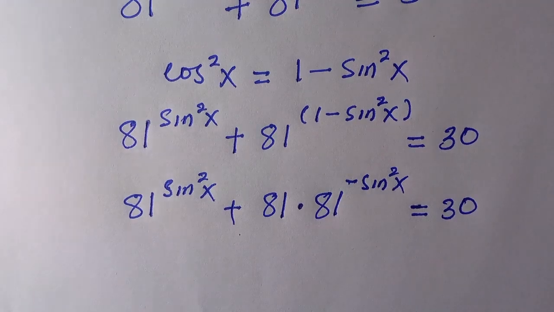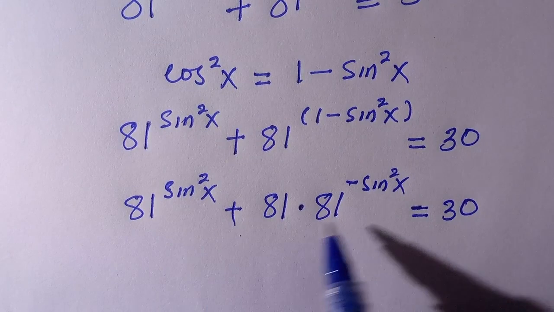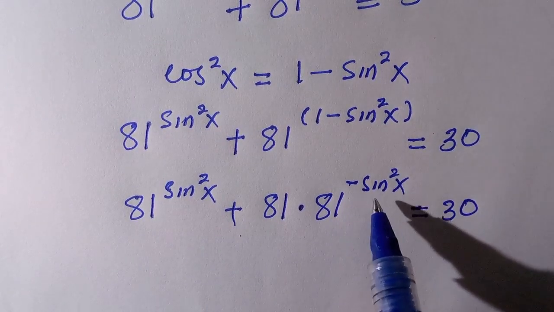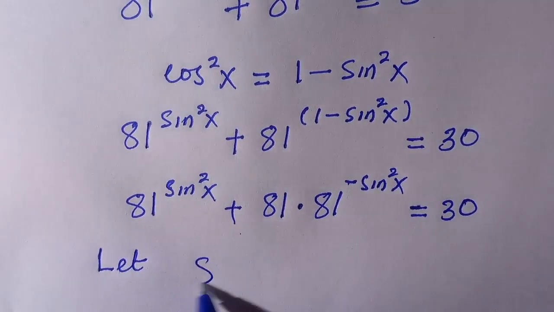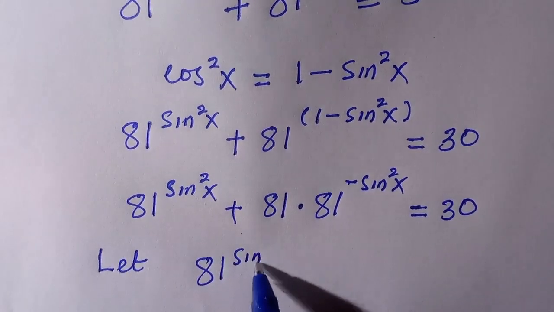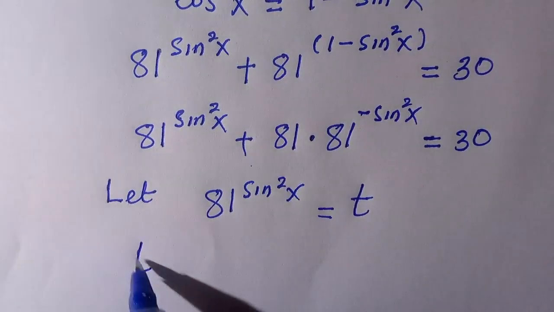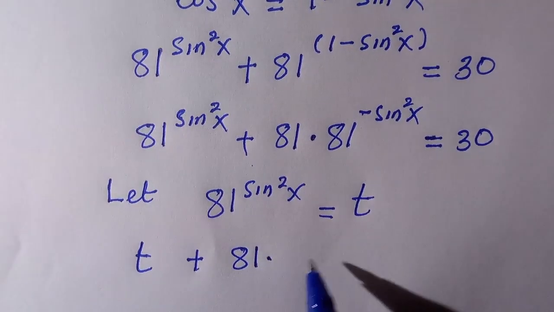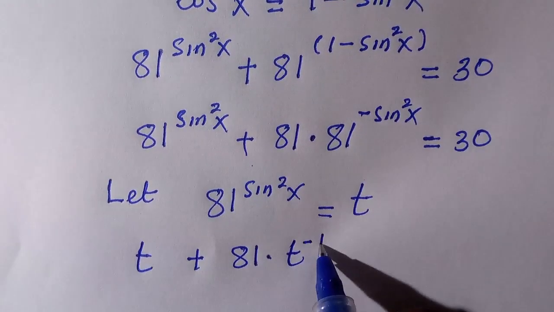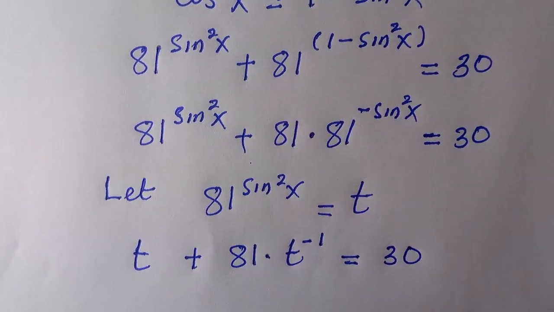And next we have 81 to the power of sine square x, and there is also 81 to the power of minus sine square x. To make it easy, we are going to let 81 to the power of sine square x equals t. So here we have t plus 81 multiplied by t to the power of minus 1 equals 30.